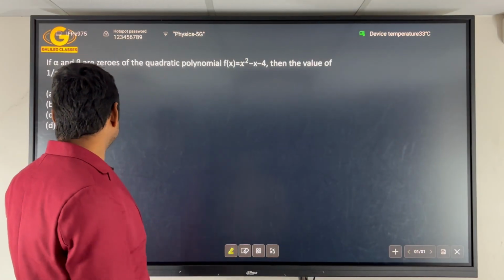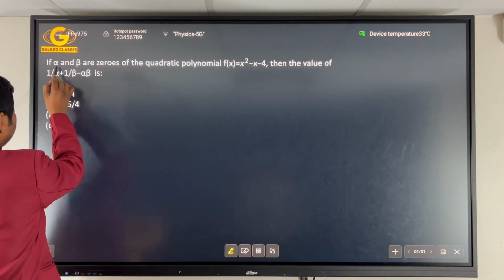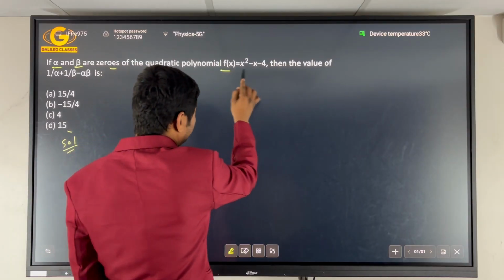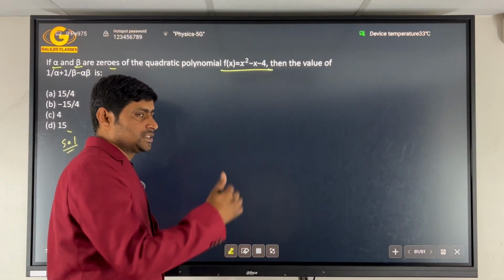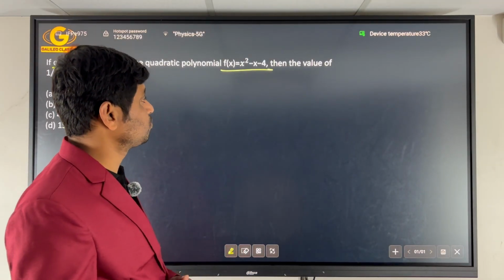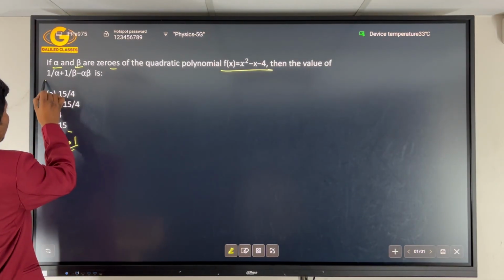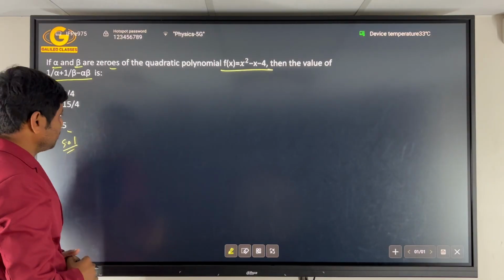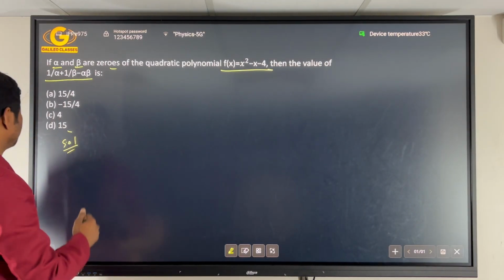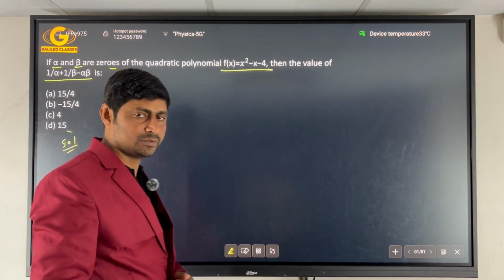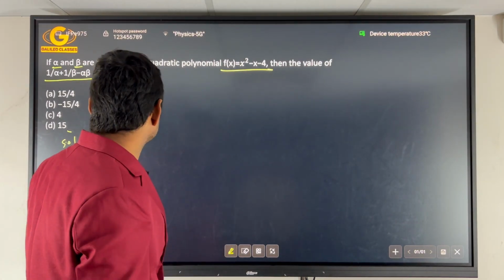Next question of the polynomial is, if alpha and beta are the zeros of the quadratic polynomial f of x is equal to x square minus x minus 4, then find the value of 1 by alpha plus 1 by beta minus alpha beta. Four options are given, we have to choose any one of them which will be the solution of this question.